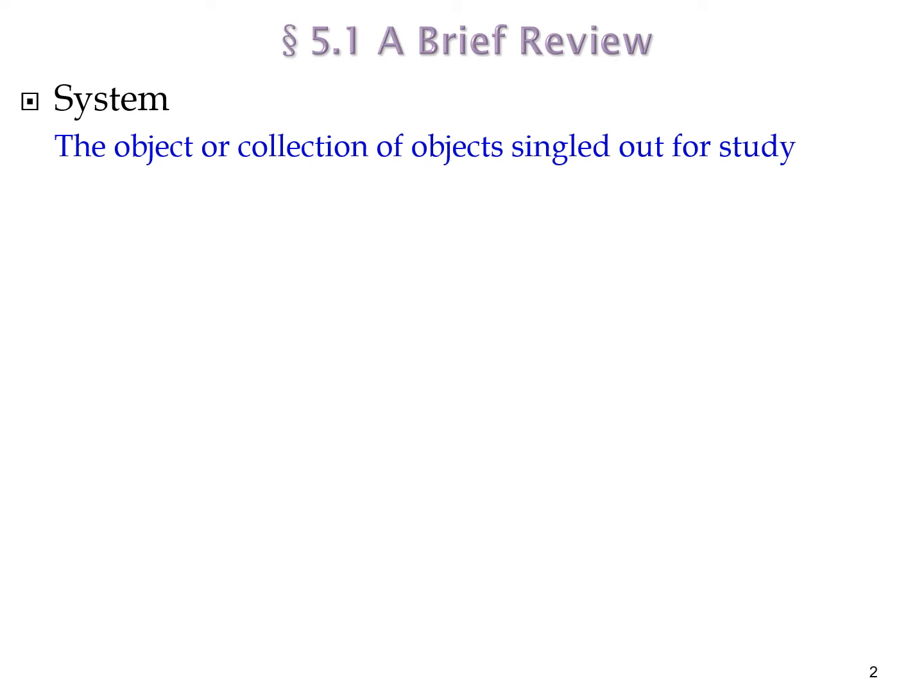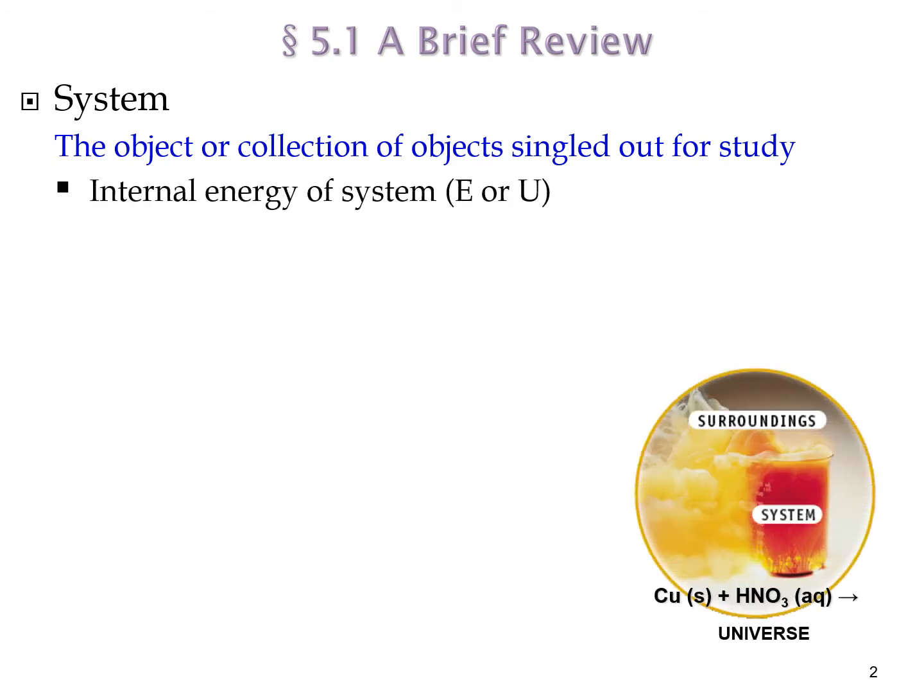First, system. A system is something that we want to study and are interested in studying. A system must have an internal energy, and every pure substance has its unique internal energy. For example, carbon dioxide, since it's pure, has its own internal energy, which we call the standard heat of formation, delta H0F of carbon dioxide.